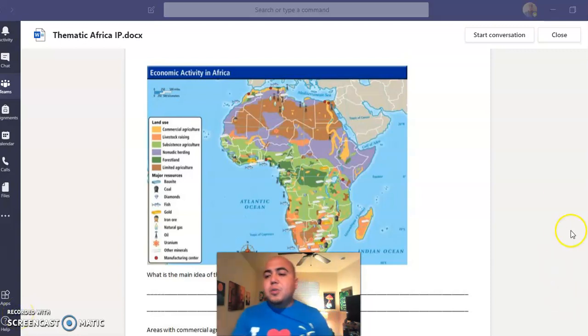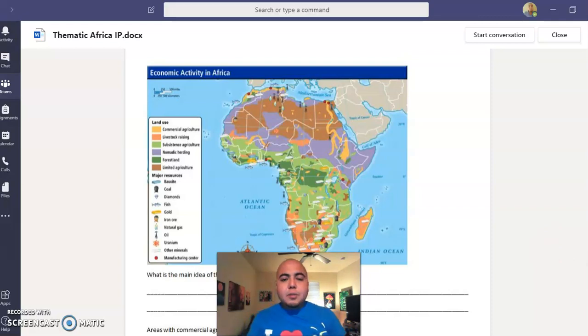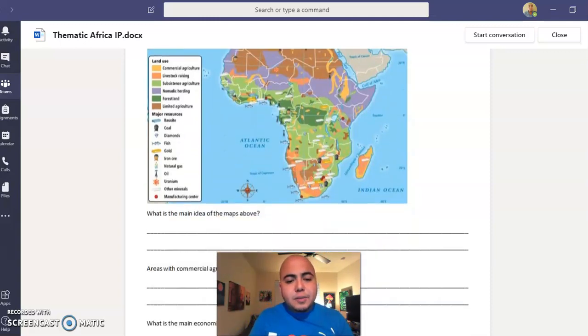So commercial agriculture provides things such as crops. It could be anything such as grains. It could be wheat and so on. So this is basically what commercial agriculture provides.